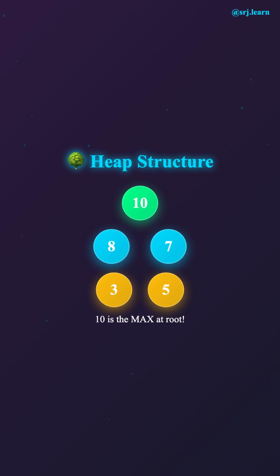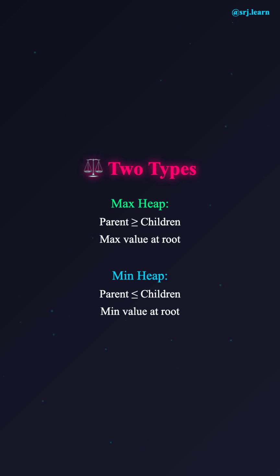There are two types of heaps. In a max heap, every parent node is greater than or equal to its children. So if the parent is 10, both children must be 10 or less. This means the maximum value is always at the root. In a min heap, it's the opposite. Every parent node is less than or equal to its children. This means the minimum value is always at the root. You can quickly access either the max or min depending on which type of heap you use.